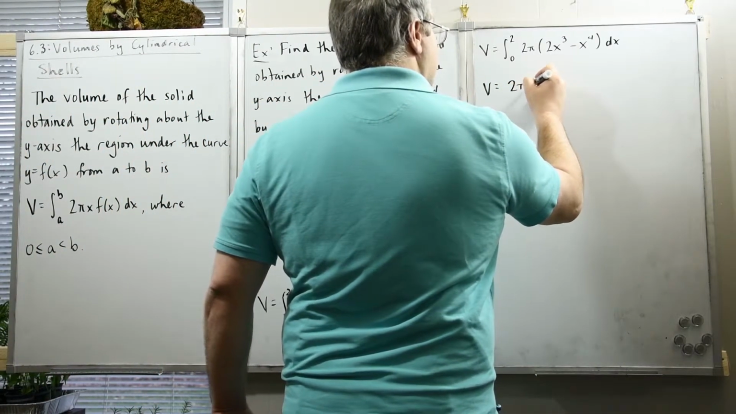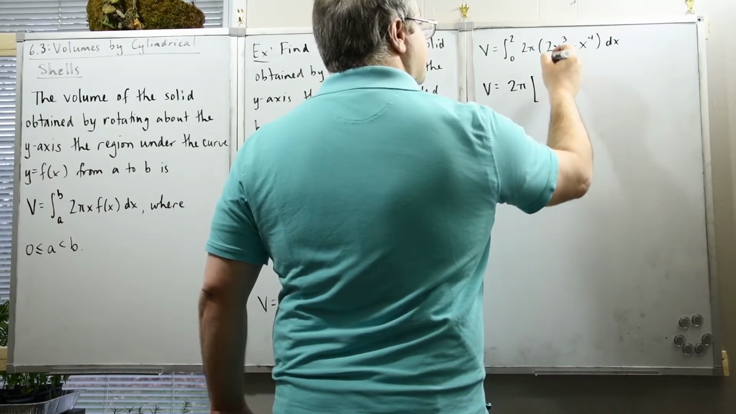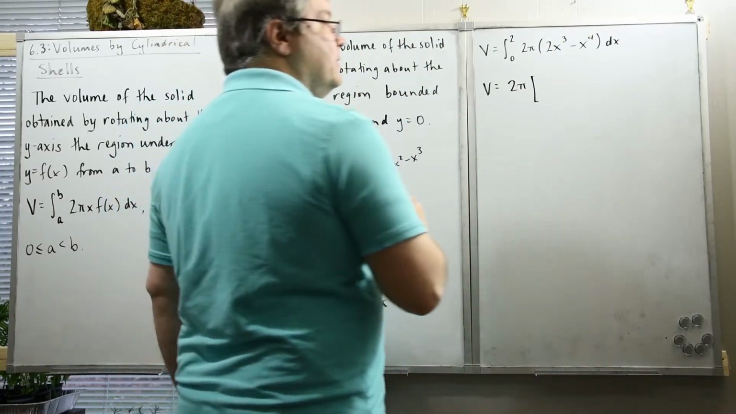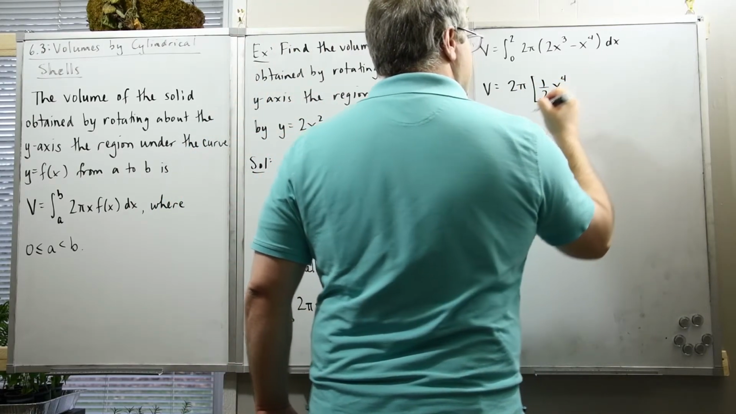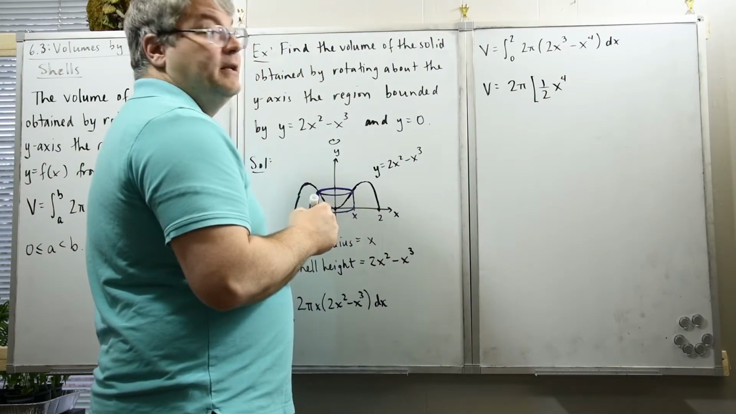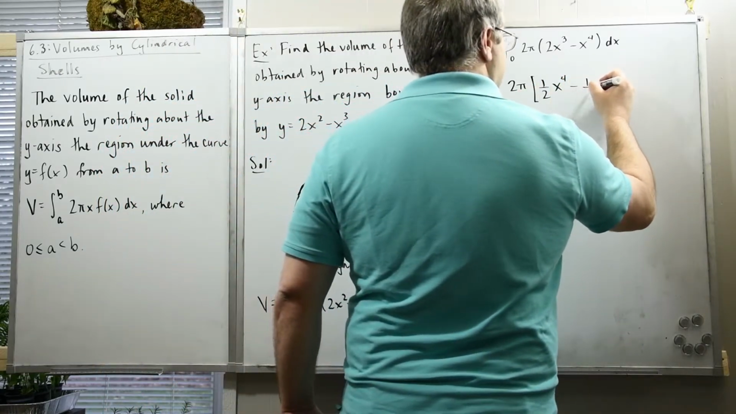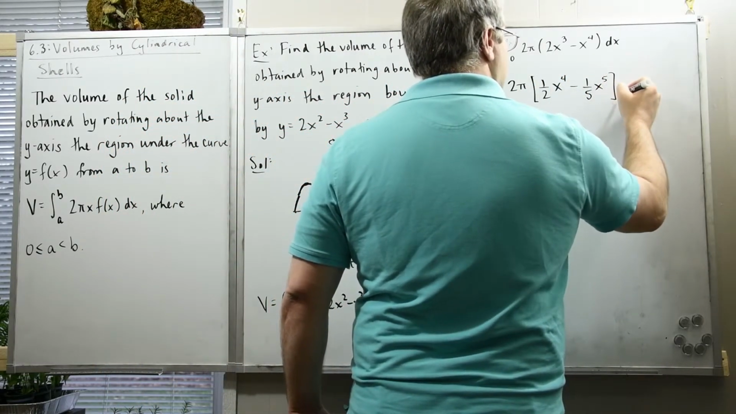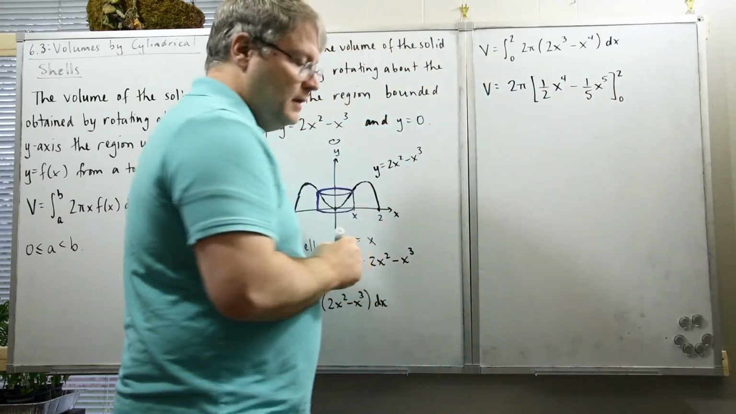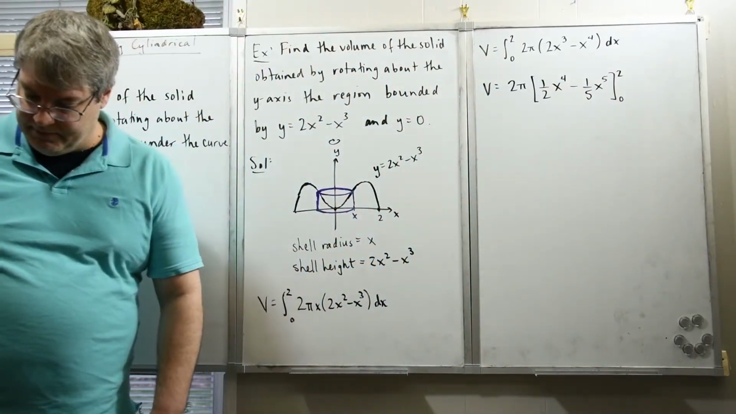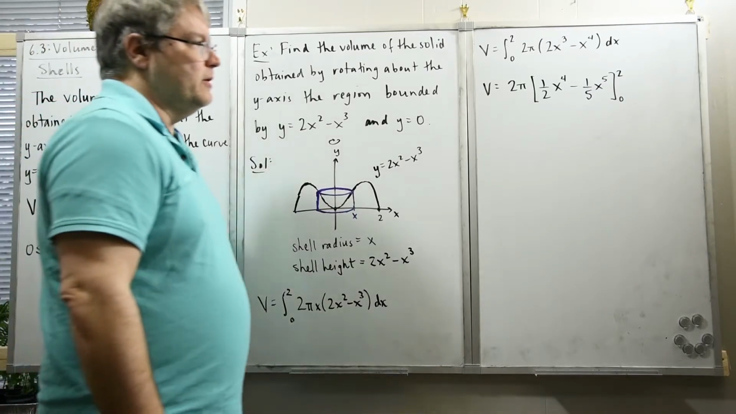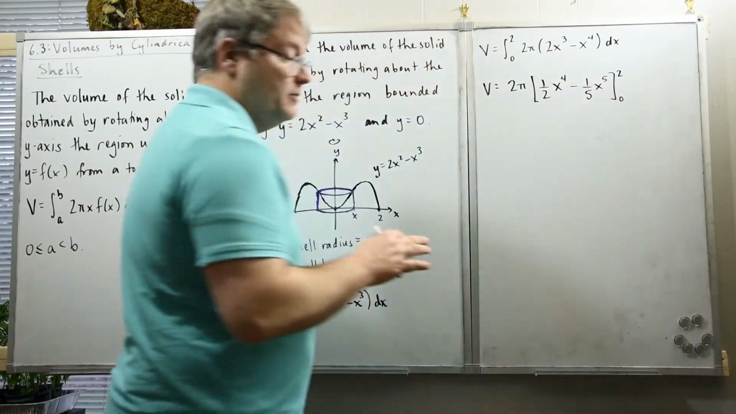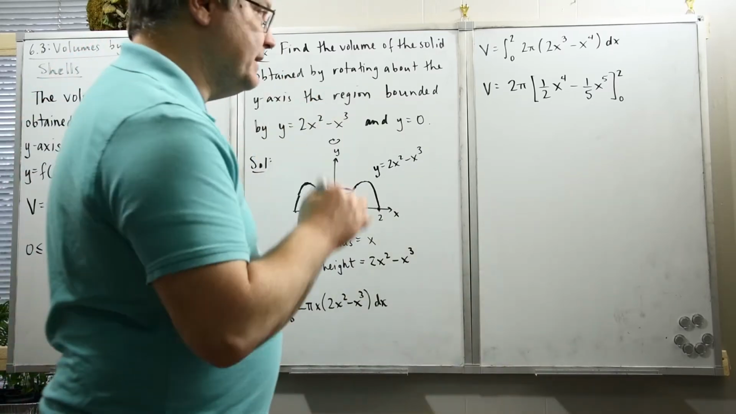So we're going to have 2 pi times, and then we'll have the integral of 2x cubed, 2x to the 4th over 4, or 1/2 x to the 4th. Integrate the negative x to the 4th, you get a negative 1/5 x to the 5th. And we take that, of course, over the x interval from 0 to 2. So we're going to be plugging in 2 for x, and then we'll subtract what we get when we plug in 0 for x.